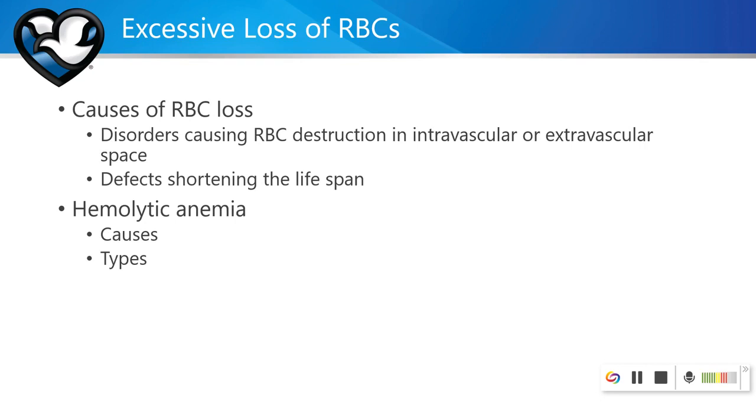Excessive loss of red blood cells results because of acute blood loss. Therefore, their erythropoiesis may remain relatively intact. Red blood cell loss may be due to disorders that cause red blood cell destruction in the intravascular space, such as DIC, or extravascular space, such as autoimmune hemolytic anemia, or there can be defects shortening the lifespan as seen with thalassemia major. Acute blood loss due to trauma will cause a normocytic normochromic anemia because the bone marrow increases normal production to replace the red blood cells and compensate for the loss.